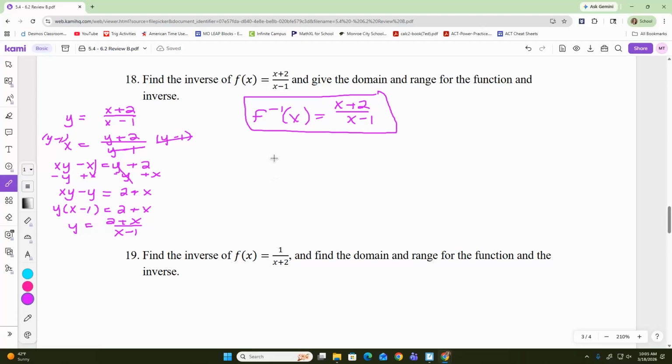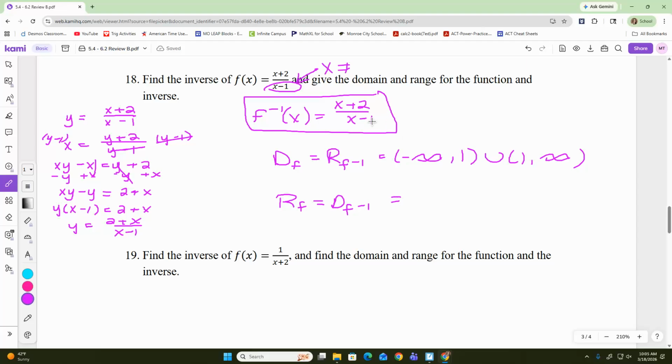All right, we know domain and range for the function and the inverse. So that's really 4 things I'm asking you to find. But we know the domain of the function and the range of the inverse are the same. The range of the function and the domain of the inverse are the same. So we really only have to find 2 things. Looking back at the original, what can x not be? 1. So negative infinity to 1, union 1 to infinity. All right, looking at my inverse, what can x not be? So then we have those.